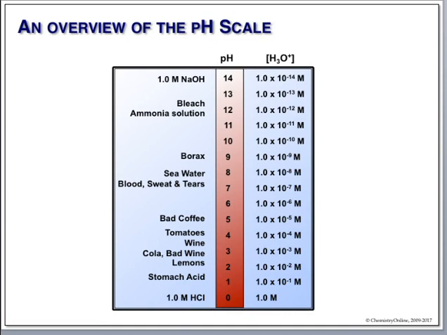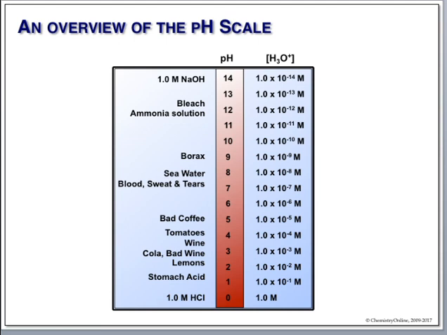If we had 1 mole per liter of HCl, that would be a pH of 0. If the pH is 0, pOH would have to be 14. Up here, if we have 1 molar hydroxide, that's a pH of 14. So the pOH must be 0, because they have to add up to 14.